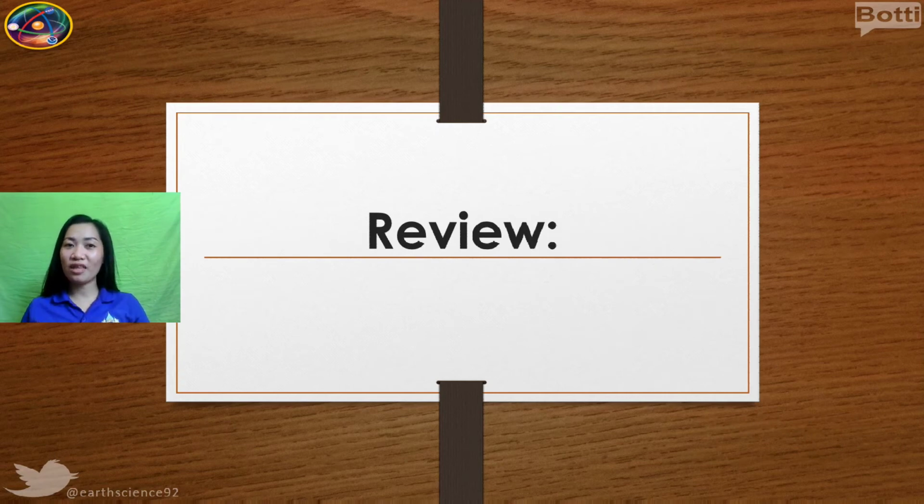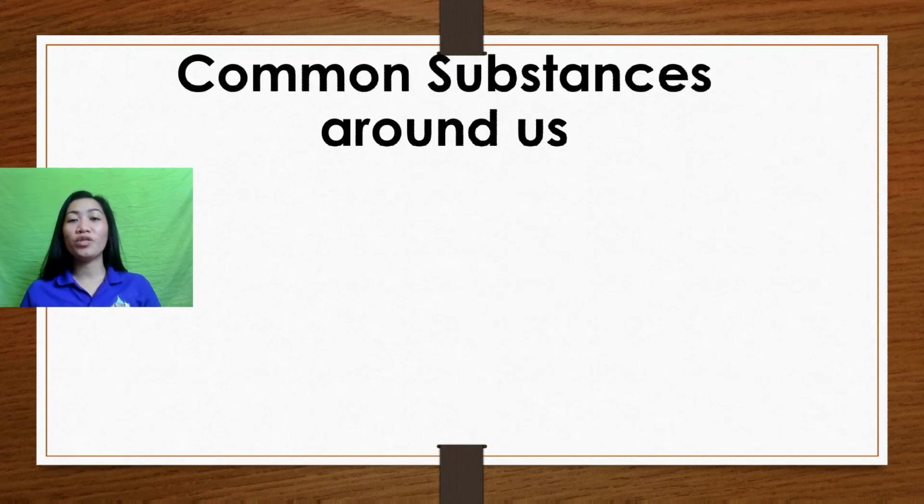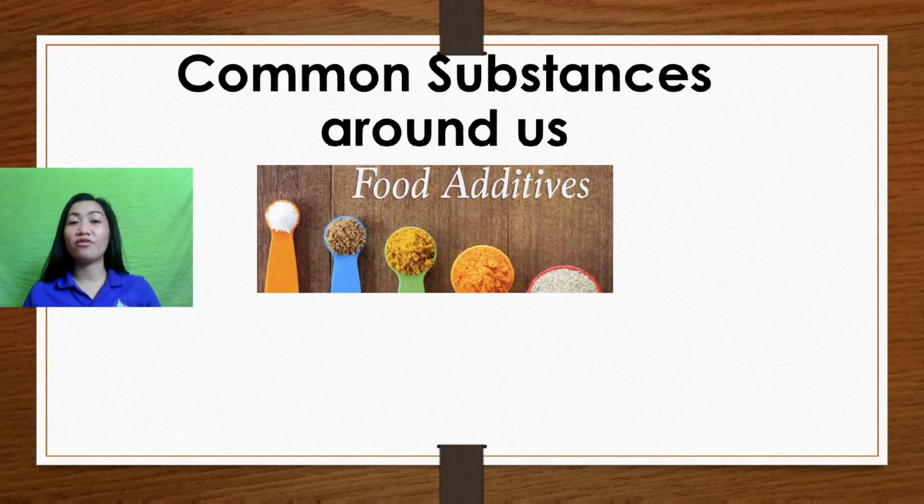Alright, but before that, I want you to focus your mind as we review our last topic. Last time, we talked about the common substances that we use every day. So we have the food additives. Under that, we have the food coloring and food flavoring. Those are some examples of food additives. We have salt as the common preservative of some foods.